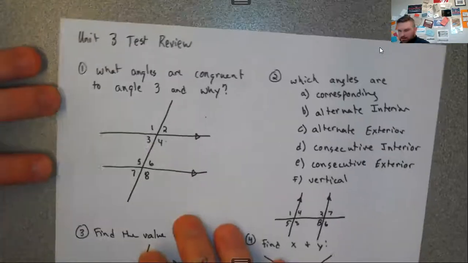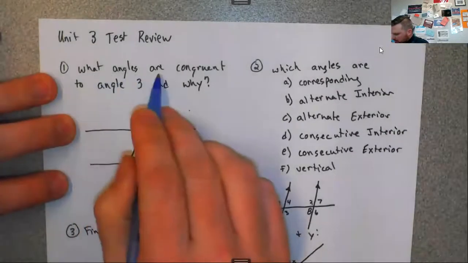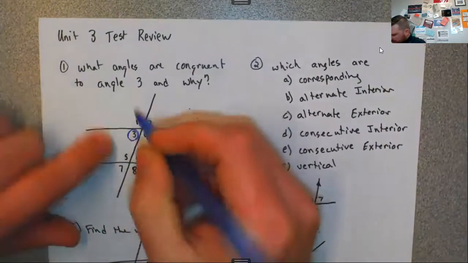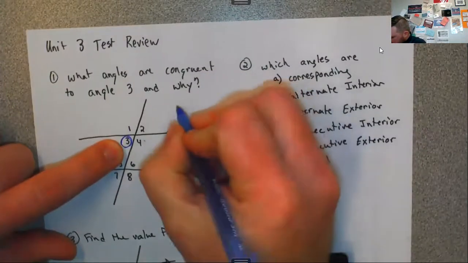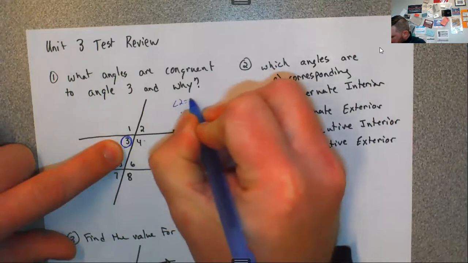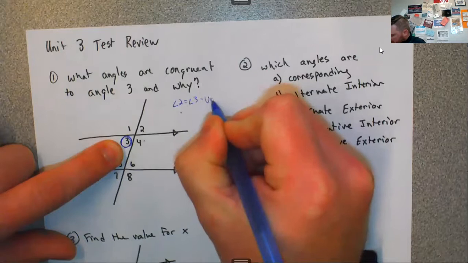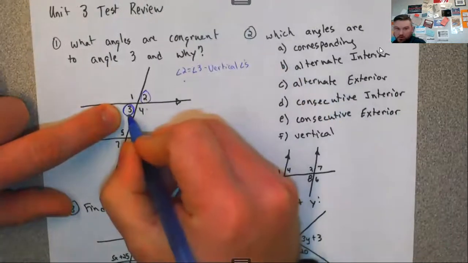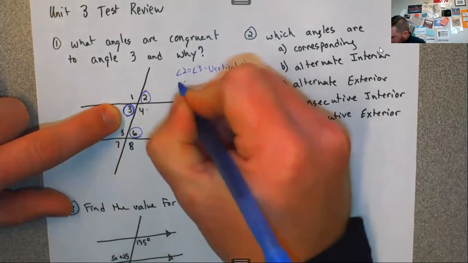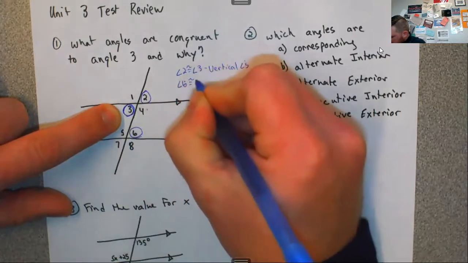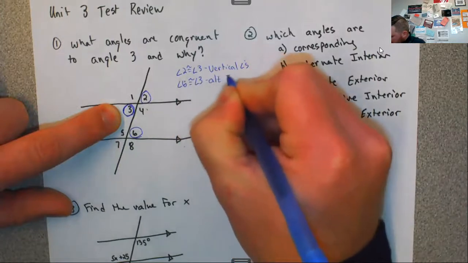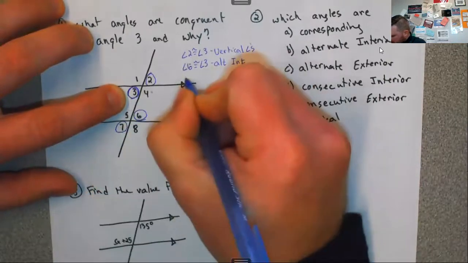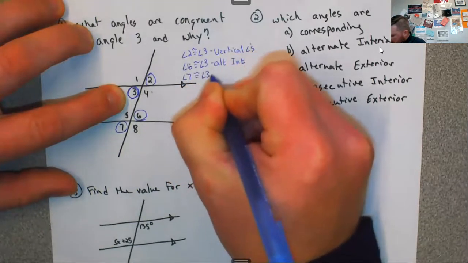Number one says, what angles are congruent to angle 3? So here's angle 3. The first one I'm going to go to is angle 2. Angle 2 is congruent to angle 3 because those are vertical angles. Then we'll go down here to angle 6. Angle 6 is congruent to angle 3. Those are alternate interior angles. And then the last one we have is angle 7. So angle 7 is congruent to angle 3, and those are corresponding.